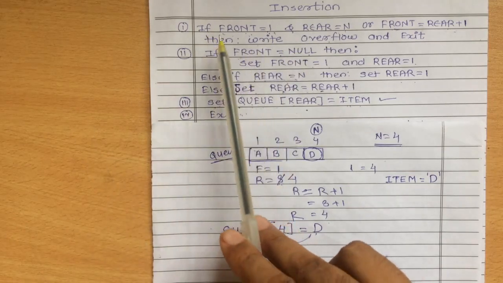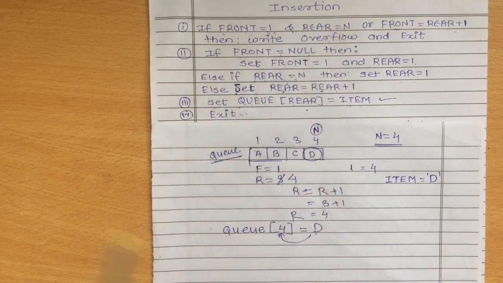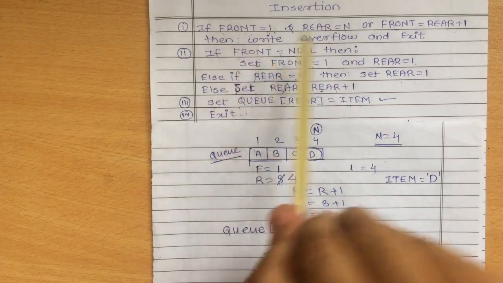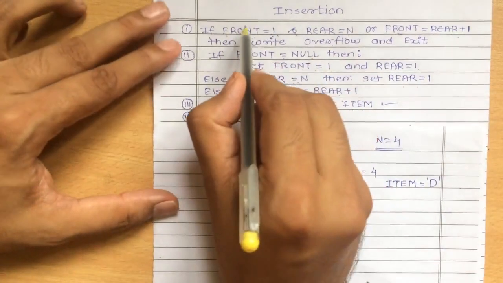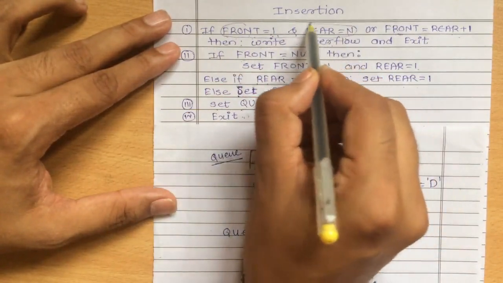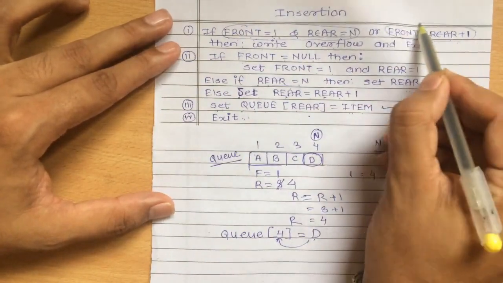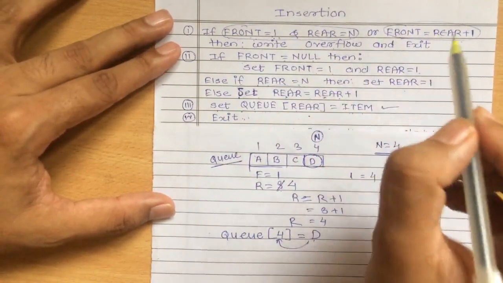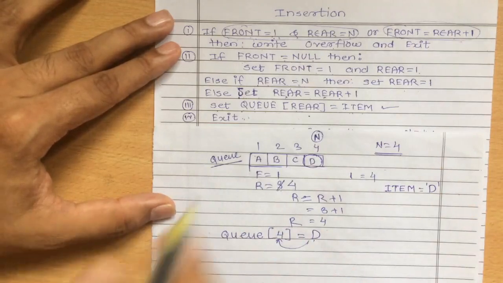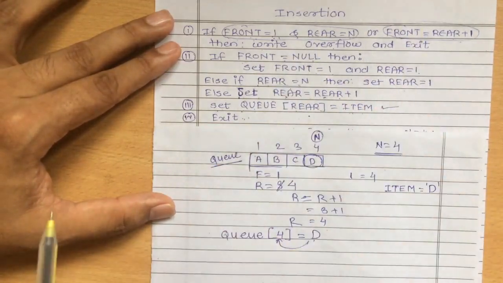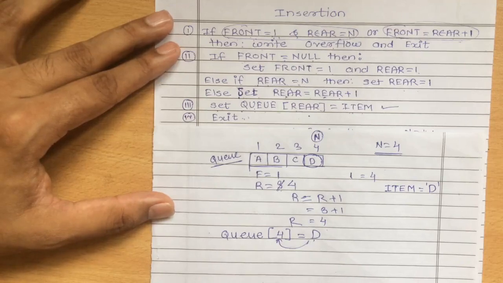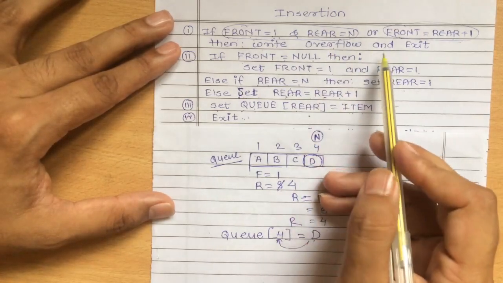In this algorithm, the first step is to check whether there is space available or not in Q. Remember, this one is the first condition, which is connected with the help of and, and this is the second condition. If any one of these conditions is satisfied, it means that your Q, remember in this case we have considered Q as a circular Q, has no space available to insert a new element. So we'll simply write overflow and we'll exit from the loop.